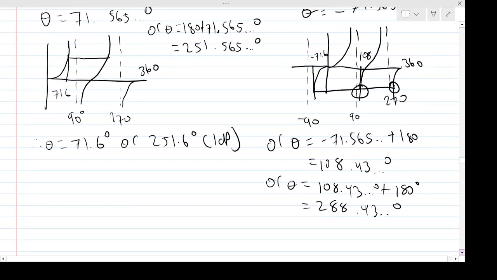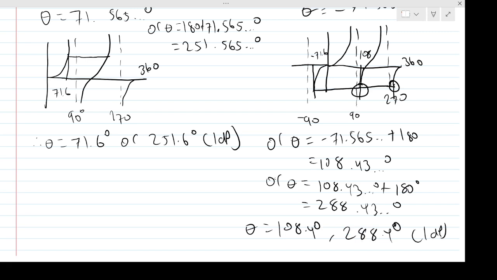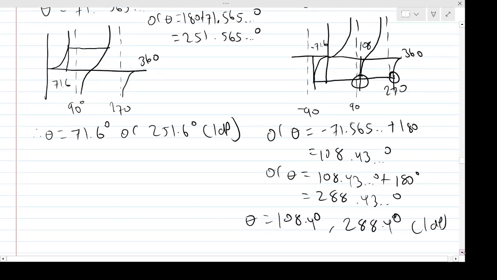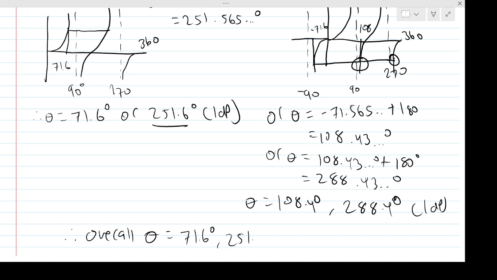So the only solutions we're interested in are 108.4 and 288.4 degrees to one decimal place. So overall, if we combine the two equations, the solution for theta is 71.6 degrees, 251.6 degrees, 108.4 degrees, and 288.4 degrees, right?